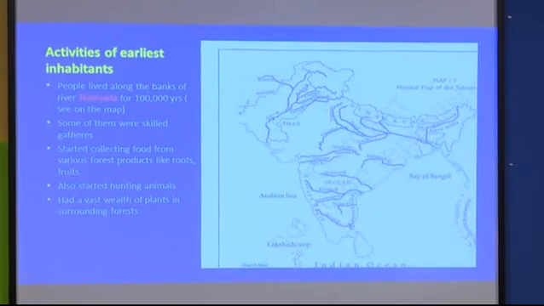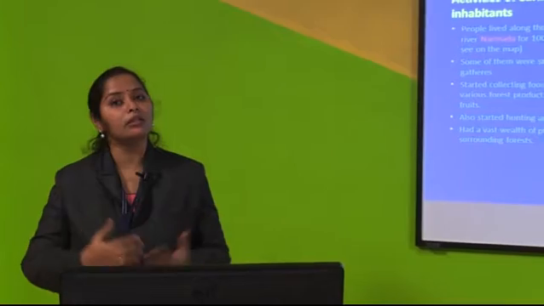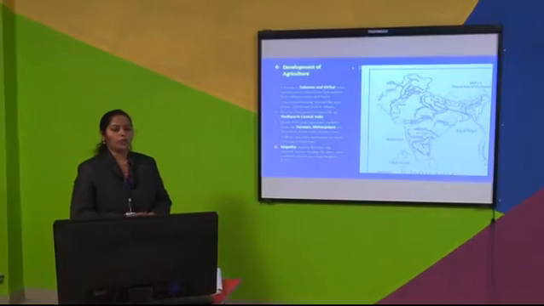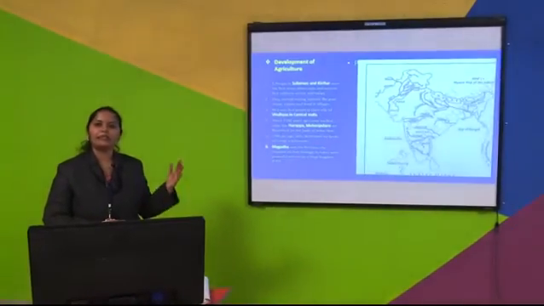Some of them were very skilled gatherers. They had good information, a good idea about collecting the products from the forest, like collecting the roots, collecting the fruits and many more things. So they were called skilled gatherers. Also they started hunting animals and they had a vast wealth of plants in the surrounding areas or in the surrounding forests. Okay, now you have just seen about the skilled gatherers.